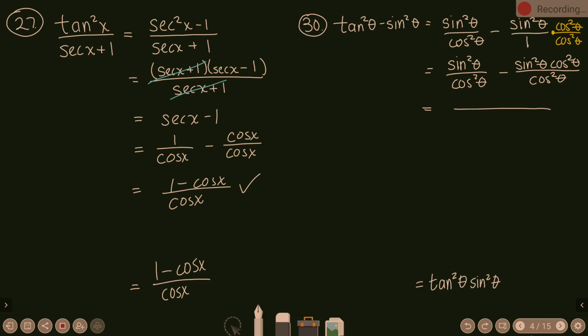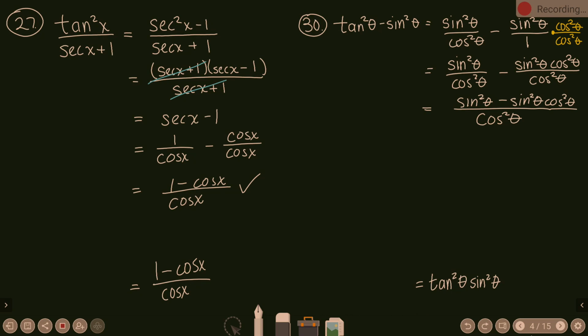So fraction minus fraction, they have a common denominator. So what is the point once you have a common denominator? Write your common denominator and put them together, right? So what am I doing? I'm going to say sine squared theta minus sine squared theta cosine squared theta. This was where I didn't know what to do because I didn't know what to cancel or what not to cancel.